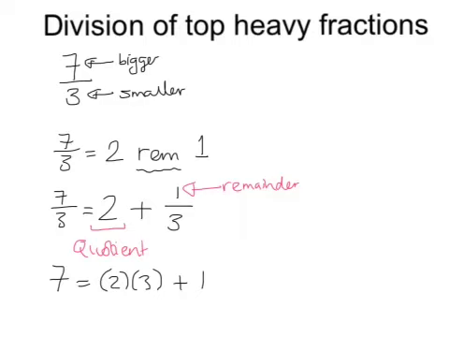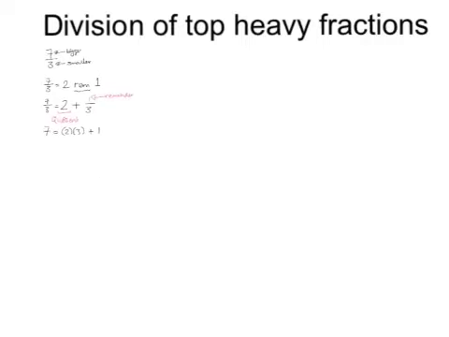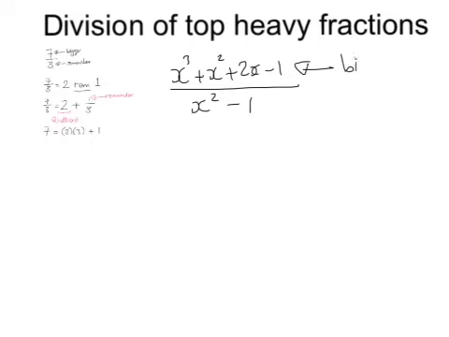So let me create a bit of room here and then show you the same idea but with algebra. For example, say we've got x cubed plus x squared plus 2x minus 1. That's going to be my big thing. And then on the bottom something smaller, smaller than a cubic. It's just the highest term we're looking at. So smaller than a cubic is, for example, a quadratic, so x squared minus 1. So there's my big heavy top, and there's my smaller denominator at the bottom.